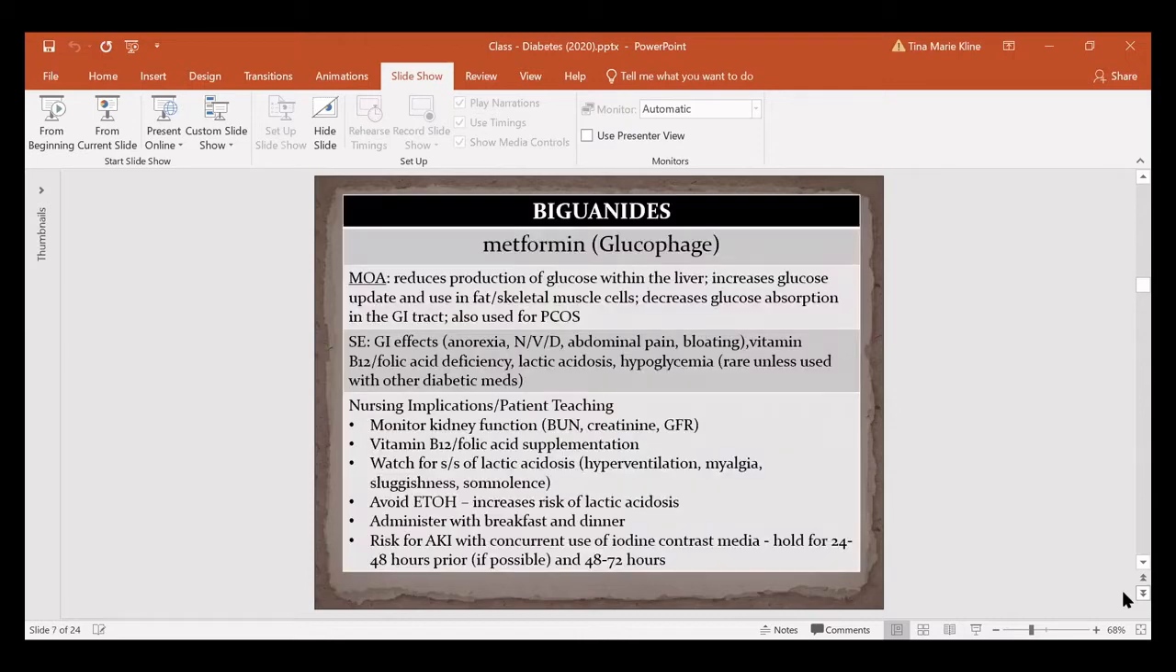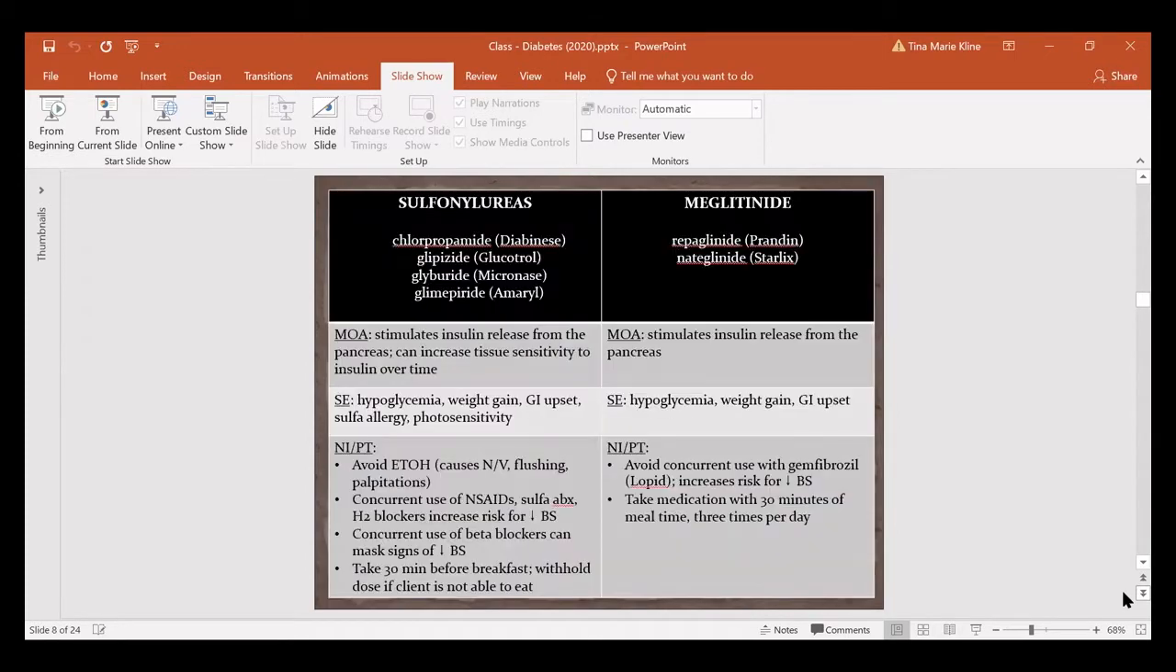Now, the next several slides, I'm just going to tab through pretty quickly because you have access to these. But Glucophage, metformin, we've talked about this one before. Kidney function is really important, particularly the GFR. We know about holding this medication for 48 hours post-IV contrast studies. That's really important. The other ones you can go through and read on the PowerPoint.